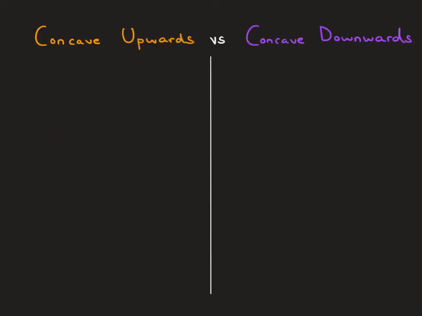So let's now summarise the difference between curve sections which are concave upwards and which are concave downwards. If part of a curve is concave upwards, then we know that d2y by dx squared is greater than 0 for that section of curve. If a curve has a section which is concave downwards, then we know that d2y by dx squared is less than 0. And the curves will have very distinct shapes.